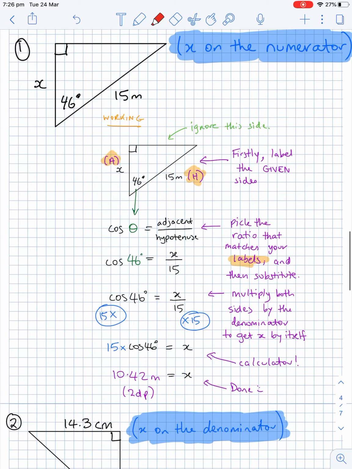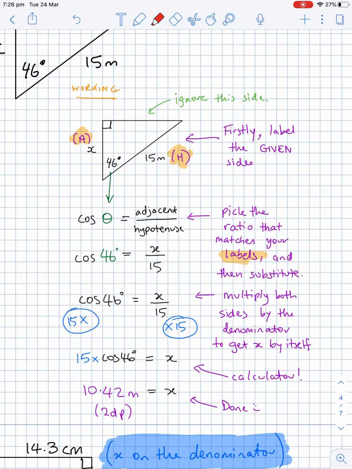Let's go through a bit of the working. Apologies for it being a little bit small, but we can zoom in. Here's our question again. I want you to think to yourself, firstly, you need to label the given sides. The sides that I've given you are this x and this 15 meters. I haven't given you anything up here, so don't worry about that side. Only worry about these 2. Here's my given angle, and I've got to think to myself, what are my x and my 15 meters?